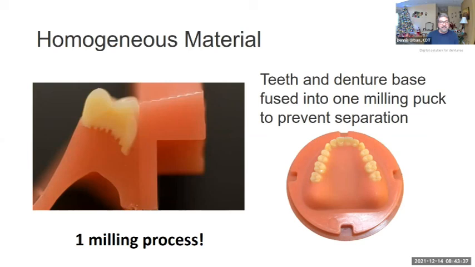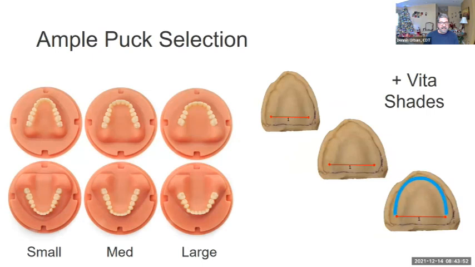So this material is a homogeneous material too. Teeth and denture base are fused into one milling puck to prevent separation. And you can see how this is bonded. There's no way these teeth are going to break away from this denture base. In this puck, you have small, medium, and large sizes, different Vita shades, and narrow, medium, and wide arches here. And all you have to do is pick those out, and then you can start your design.